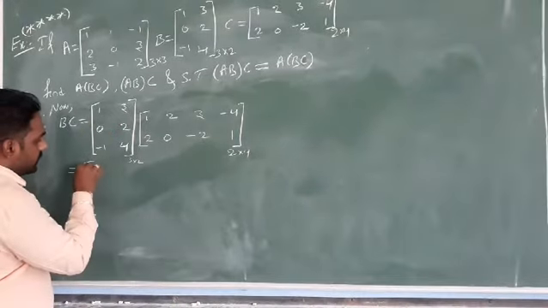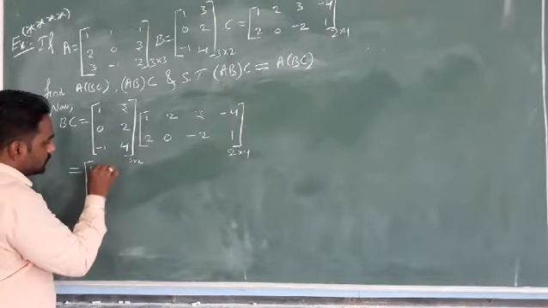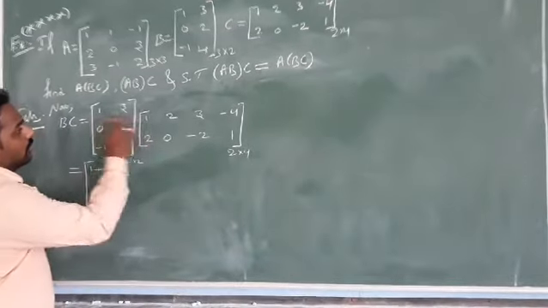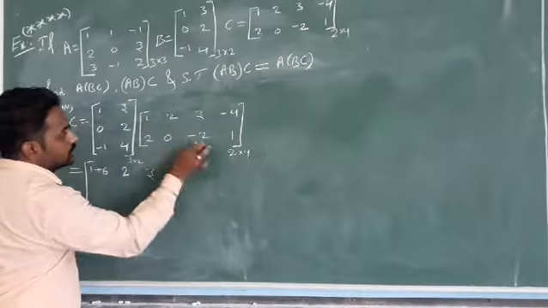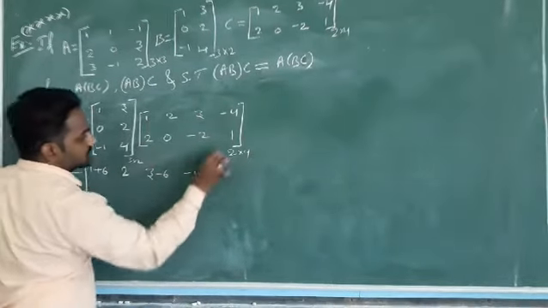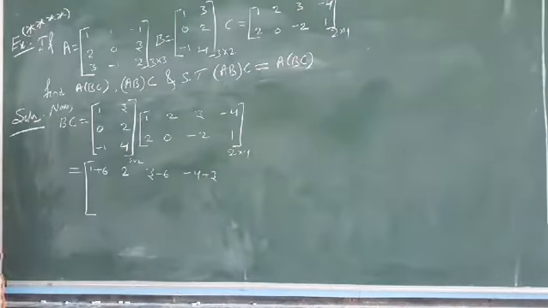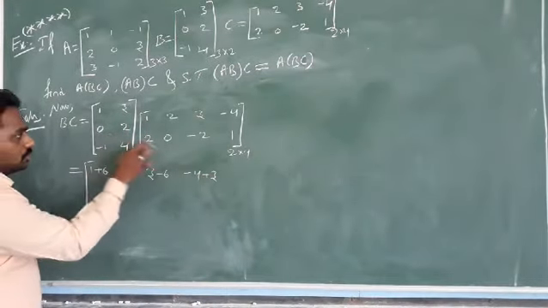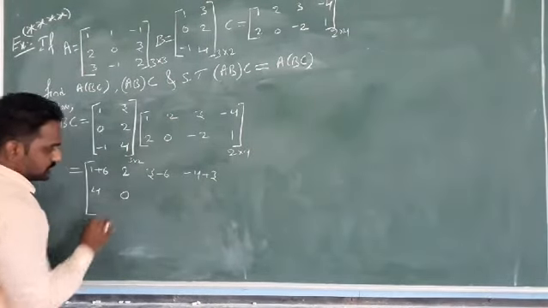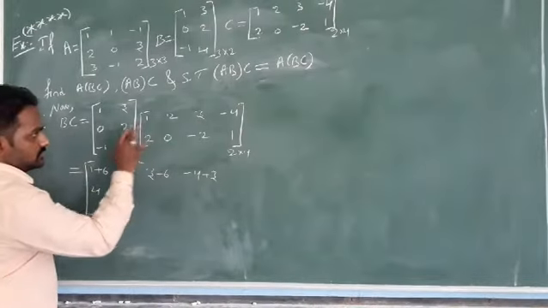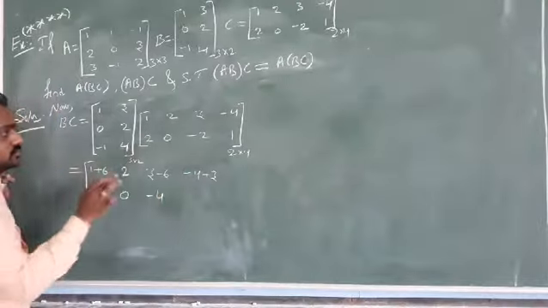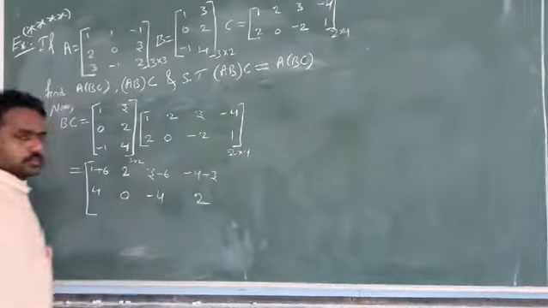1 into 1, that is 1, plus 3 into 2, that is 6. 1 into 2, 2 plus 3 into 0, that is 0. 1 into 3, that is 3. 3 into minus 2, that is minus 6. 1 into minus 4, minus 4 plus 3 into 1, that is 3. 0 into 1, 0. 2 into 2, 4. 0 into 2, 0. 2 into 0, it is 0. 0 into 3, 0. 2 into minus 2, minus 4. 0 into minus 4, 0. 2 into 1, that is 2.